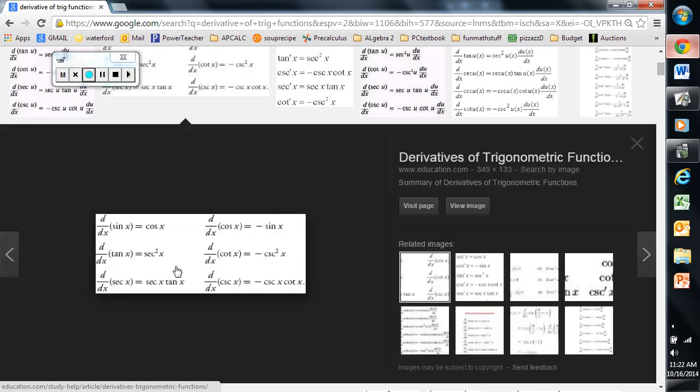There they are. Memorize those 6 derivatives. That's it. You have to memorize them. That's all I can tell you.